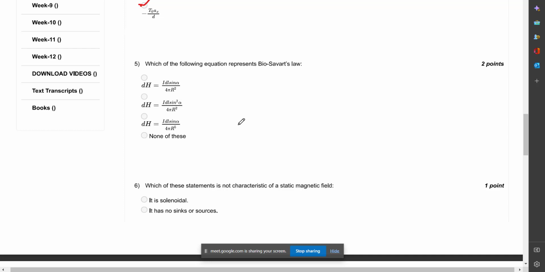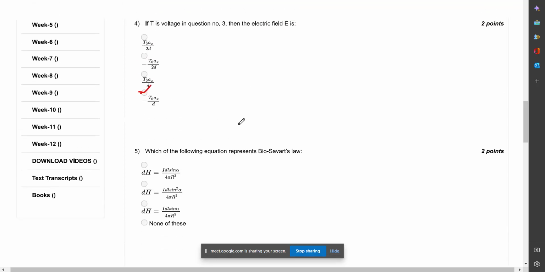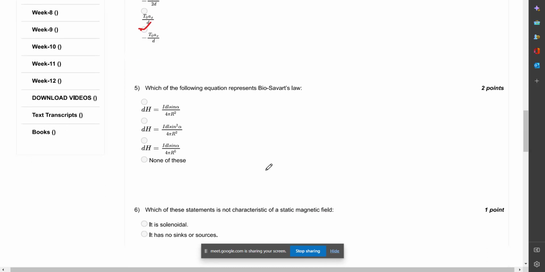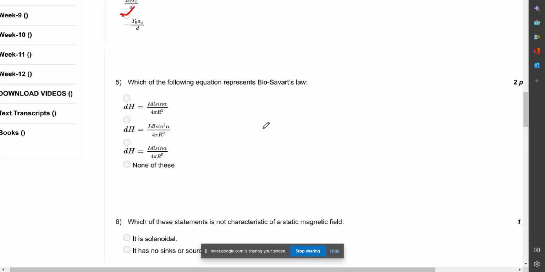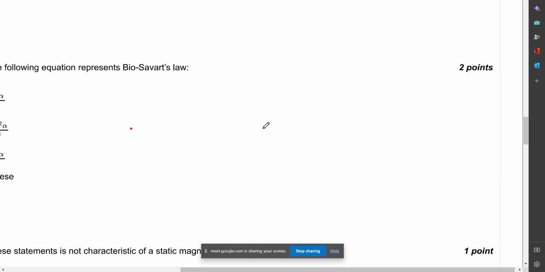Now let's solve question number 5. Do you have any doubt till here? Question number 4? No? Okay. Let's go to question number 5. Which of the following equations represents Biot-Savart's law? Can someone tell me? Which of the following equations represents Biot-Savart law? For 2 marks.